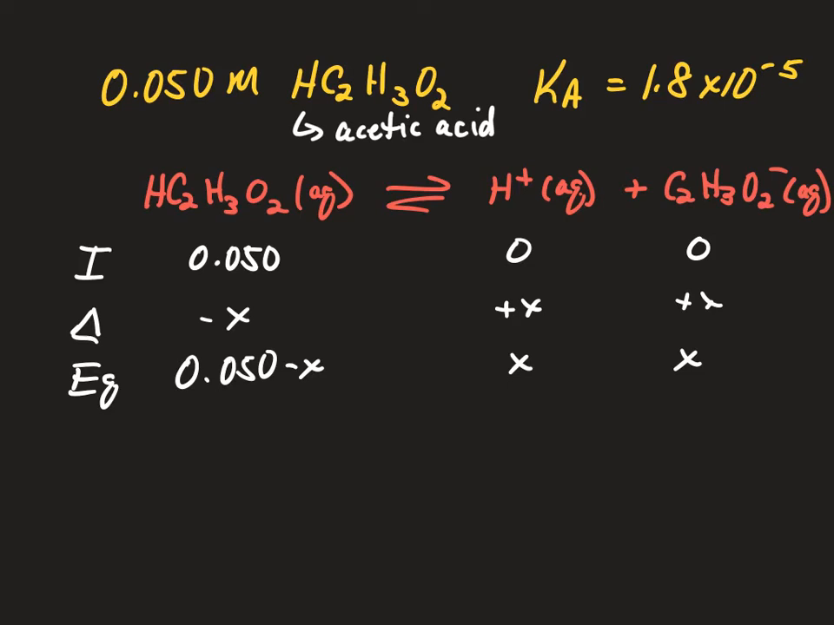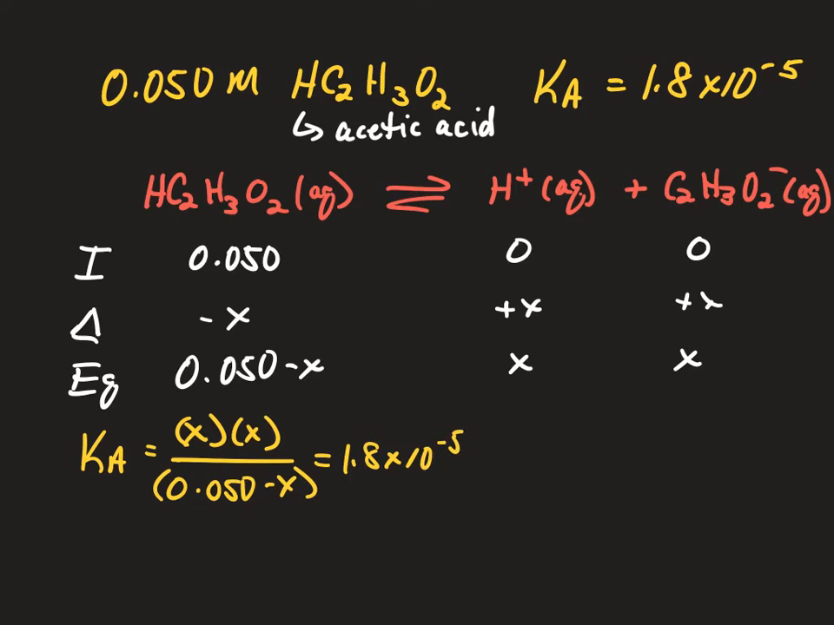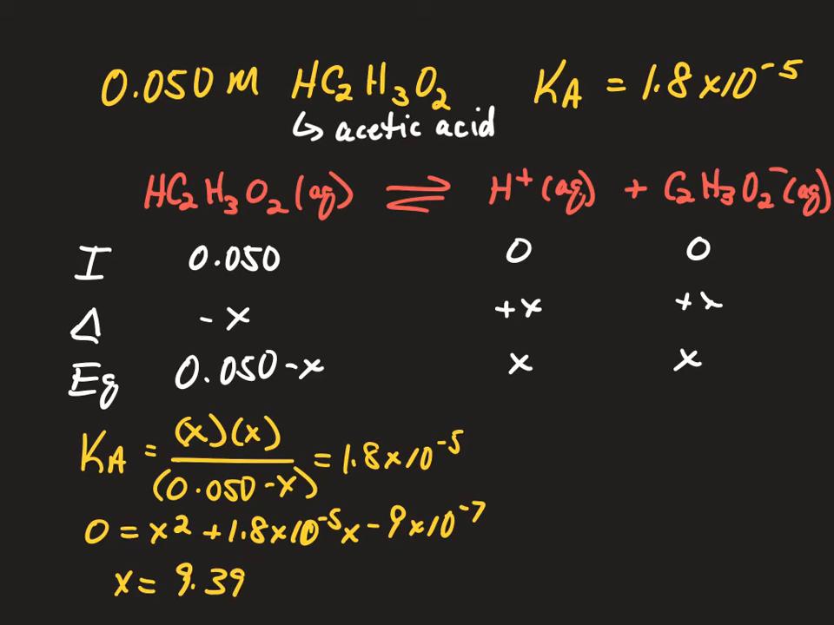Right? So if we plug all of those things into the Ka expression, you get that the Ka is equal to x times x over 0.050 minus x, right, products over reactants, and all that is equal to 1.8 times 10 to the minus 5, right? And if you expand that out, you get a quadratic that's 0 is equal to x squared plus 1.8 times 10 to the minus 5 x minus 9 times 10 to the minus 7. And if you solve that, you get x is equal to 9.397 times 10 to the minus 4. And that's equal to the concentration of hydrogen ions.